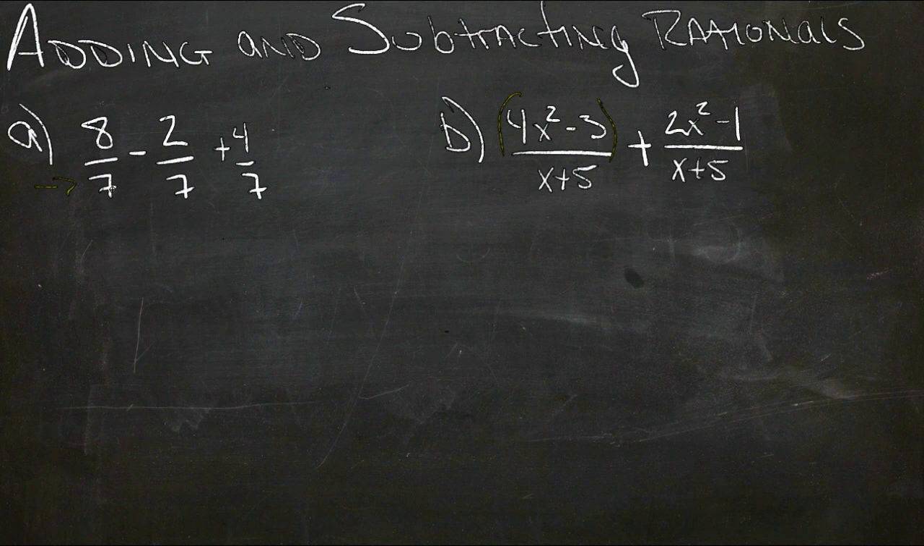Here we just have 8/7 minus 2/7. That gives us 8 take away 2 is 6/7. And then 6/7 plus 4/7 equals 10/7.